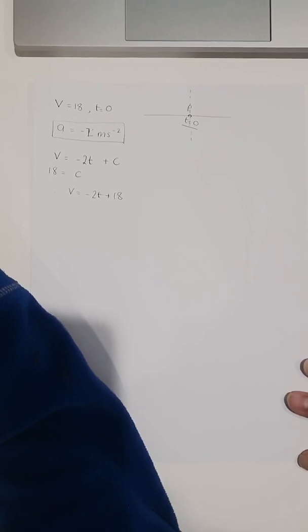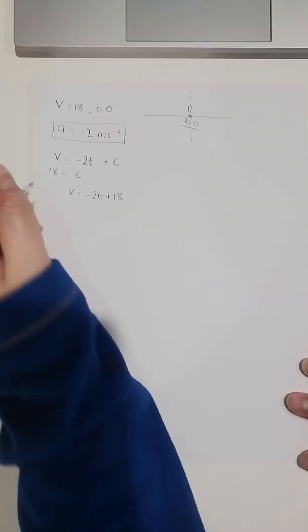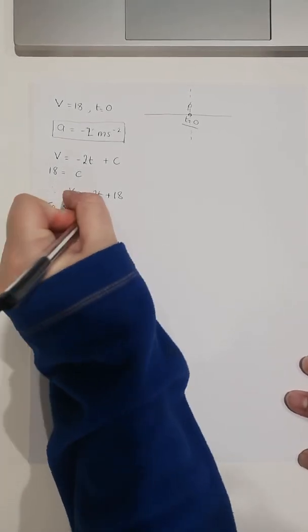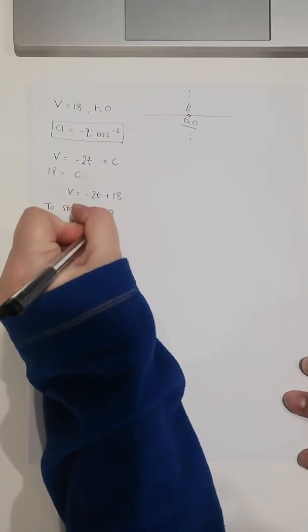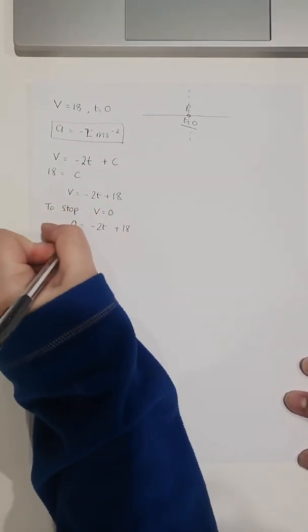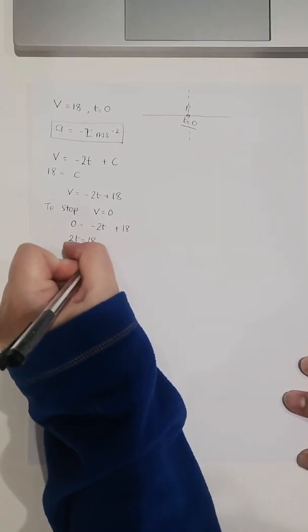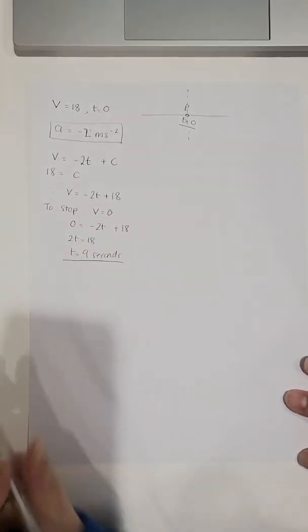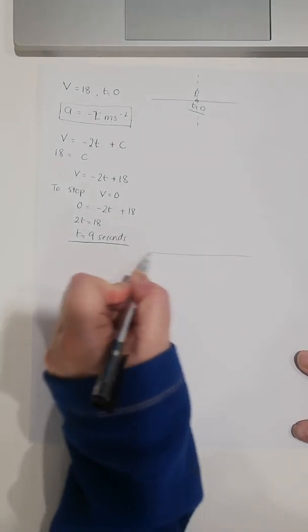And then read the question again. After how many seconds did the motorcycle take to stop? Now, we've solved a problem like this before. To stop means v equals 0. So substitute 0 in. t is 9 seconds. So lots of steps going on there. Look out for those clues. Now I'm going to have a go at this last one.